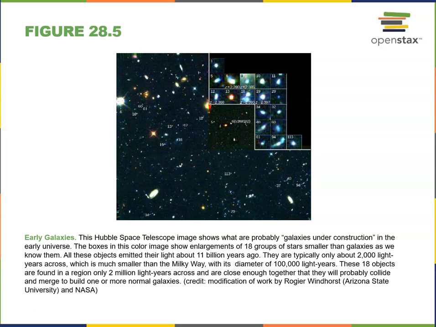Here we can see another image from the Hubble Space Telescope, and it's showing what is likely galaxies under construction in the early universe. All of these objects emitted their light about 11 billion years ago, and they are only about 2,000 light years across, which is much smaller than the Milky Way. The Milky Way has a diameter of 100,000 light years across. So these 18 objects are found in a region of only 2 million light years across, and are close enough together that they will probably collide and merge to build one or more normal galaxies.